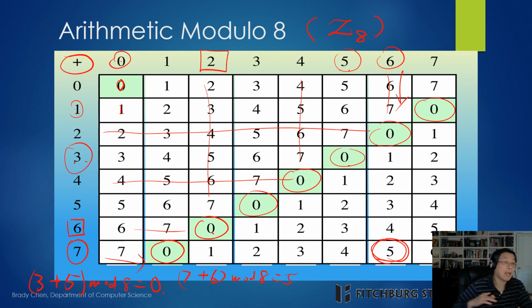Now, this is actually a generalization of the inverse. What does additive inverse mean? If we have a number a, what's the additive inverse? It's a number x such that x plus a is 0. Then that's the additive inverse. Sometimes we use minus a to represent this. But with the arithmetic operation in Z8, the inverse is also going to be in Z8.